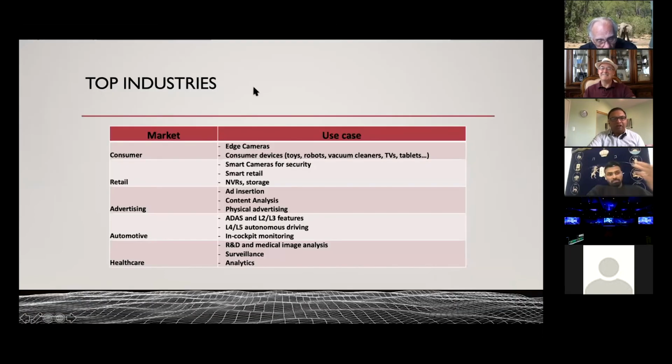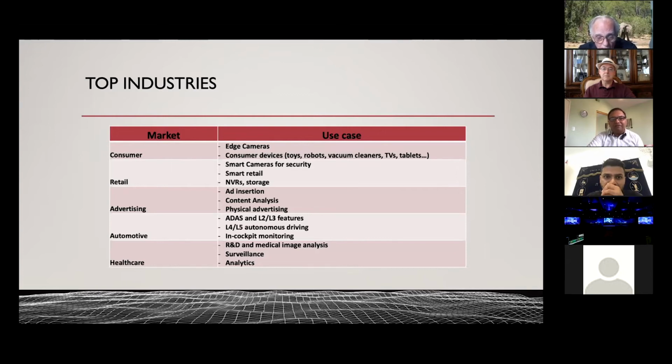Okay, and then some more details on the markets. So those were the use cases. Which market is doing well? And these are the top 5 markets where computer vision products are selling in large quantities. Consumer, so a lot of cameras, a lot of consumer devices, toys, robots, vacuum cleaners, TVs, tablets, what have you. So huge market for computer vision. Retail, another big market for computer vision. So smart cameras, security purposes. Smart retail, so that's Amazon Go like stores that are appearing. A lot of startups have appeared.